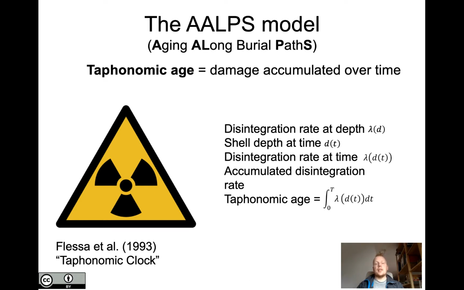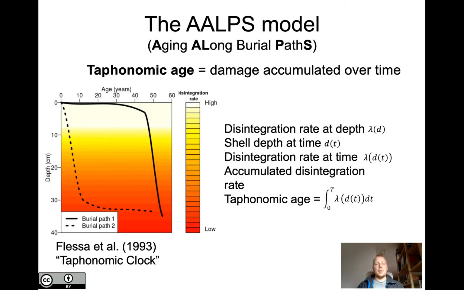This idea is actually quite old. As an example, Flessa mentions a so-called taphonomic clock, which is a clock that runs faster close to the sediment surface and slower deeper down in the sediment. And then taphonomic age is essentially the age of a shell measured on this taphonomic clock.